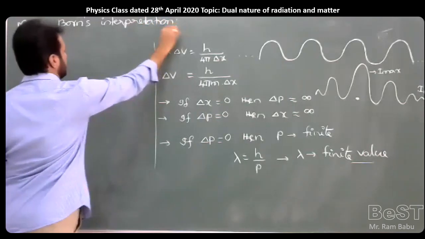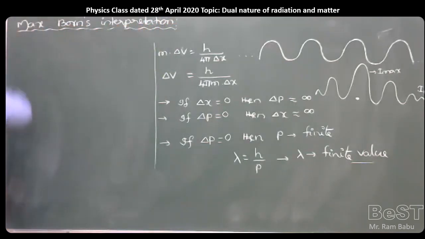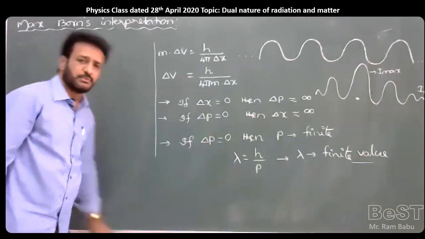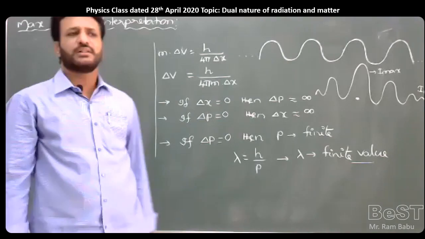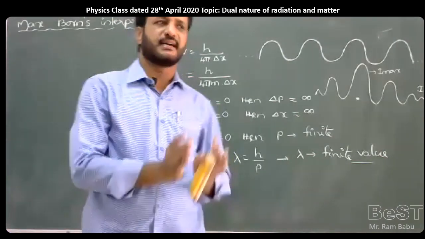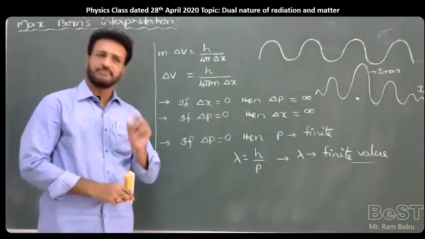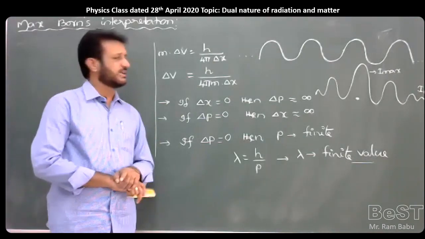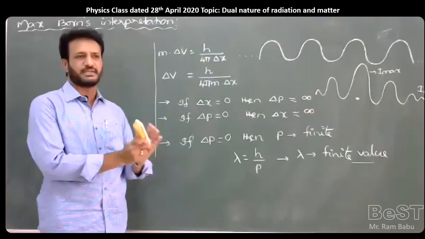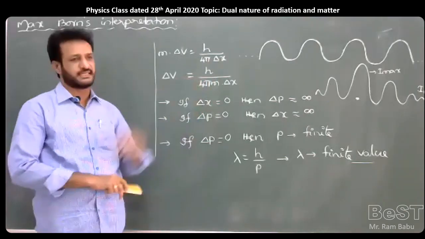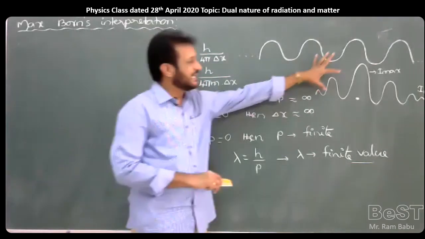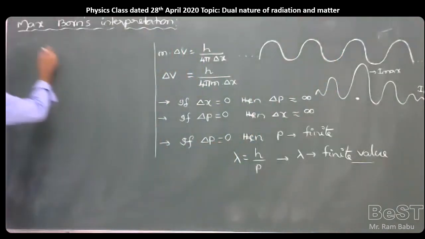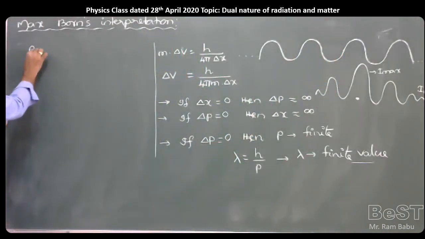Max Born's interpretation. What Max Born is generally saying is that when a particle is in motion in space, all the waves are associated around the particle, and they are called matter waves or de Broglie waves. And all these waves are almost superposed with nearly the same amplitudes and frequency, and the wave appears like a wave packet.